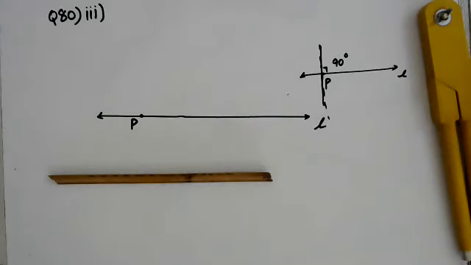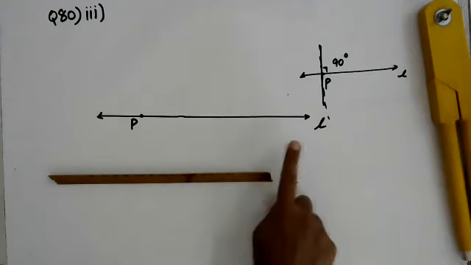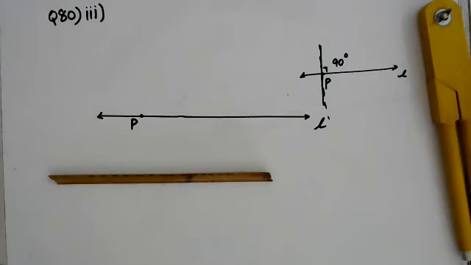Question 80, part 3. This is from Symmetry and Practical Geometry from the exemplar problem book of CBSE for class 6. So the 80th question in this particular chapter is about drawing a perpendicular to a line using different instruments. They ask you to do it with a set square, which is straightforward. They ask you to do it with the help of a protractor, which is again also easy.